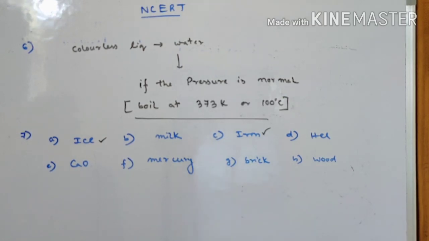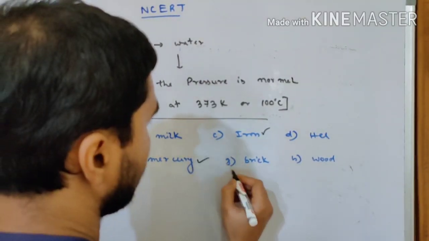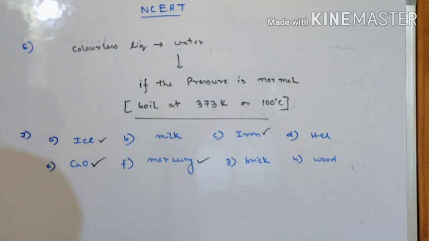Then we have HCl. If you take HCl, it is HCl mixed with water actually. So it is not pure. Then obviously calcium oxide in solid form is pure. Then mercury is definitely pure. Brick and wood are mixed substances, so these are not pure. So I have classified the pure substances. Then we have question number 8.